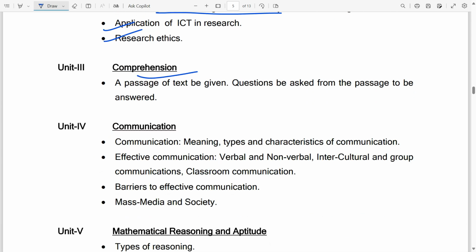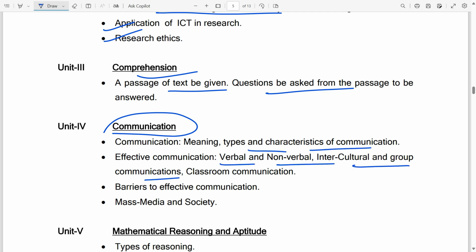Comprehension they will ask, where they will give a passage and you have to answer questions related to that comprehension only. Next you will see that communication skills they also ask. What is communication: meaning, types and characteristics of communication, verbal and non-verbal communication, culture and group communication, classroom communication, barriers to effective communication, mass media and society. So these differences they also ask.